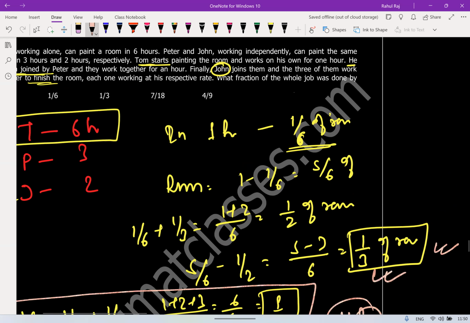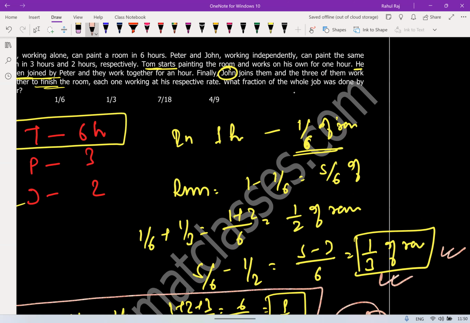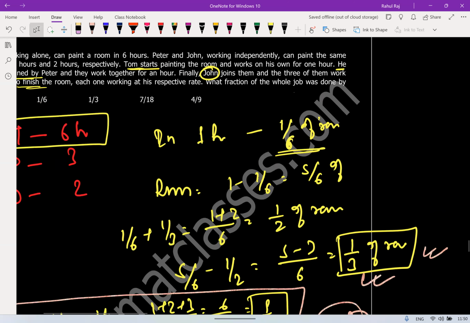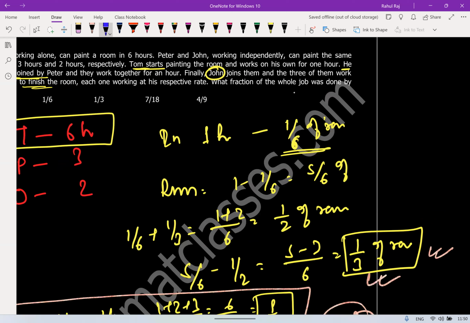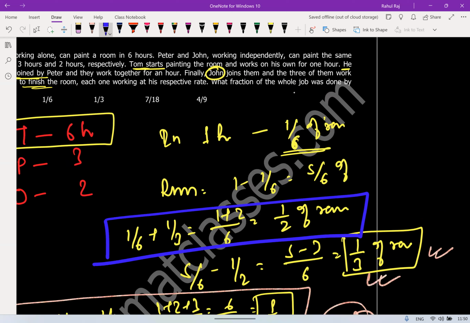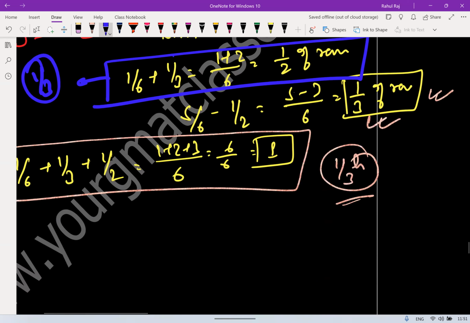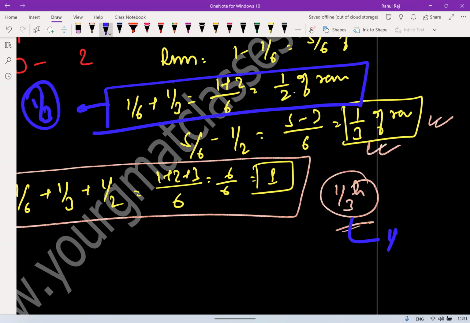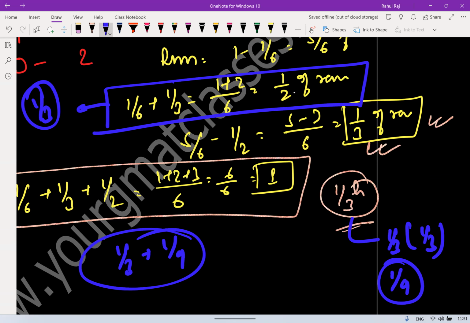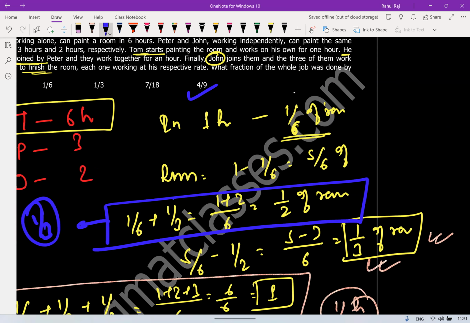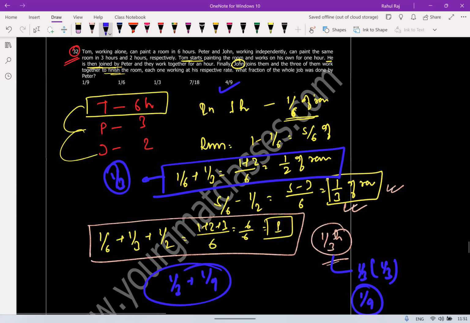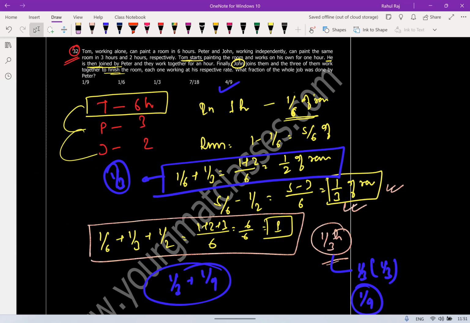Now the last part: what fraction of the whole job was done by Peter? Peter in this case did 1 by 3. Now Peter in the final stretch did 1 by 3 of 1 by 3. That is 1 by 9. So the total fraction Peter did is 1 by 3 plus 1 by 9. This is your answer. Anyone any doubt here?